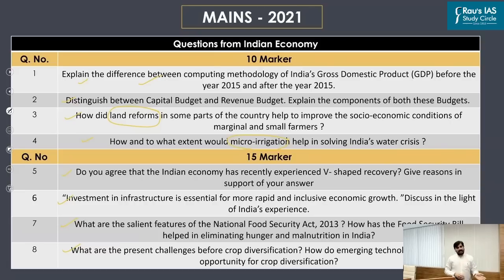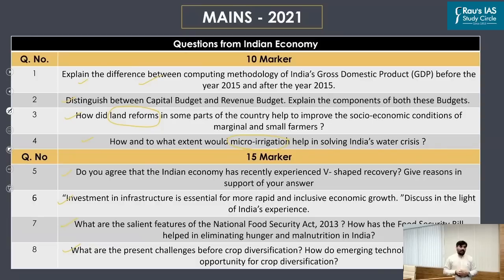Secondly, as I said, the second type of questions are the questions directly asked from current affairs. So keep yourself updated with current affairs. Keep on reading newspapers. Whenever you come across any current affairs related article on the Indian economy, analyze that article more thoroughly. Only then will you be able to write good answers in the UPSC mains examination.